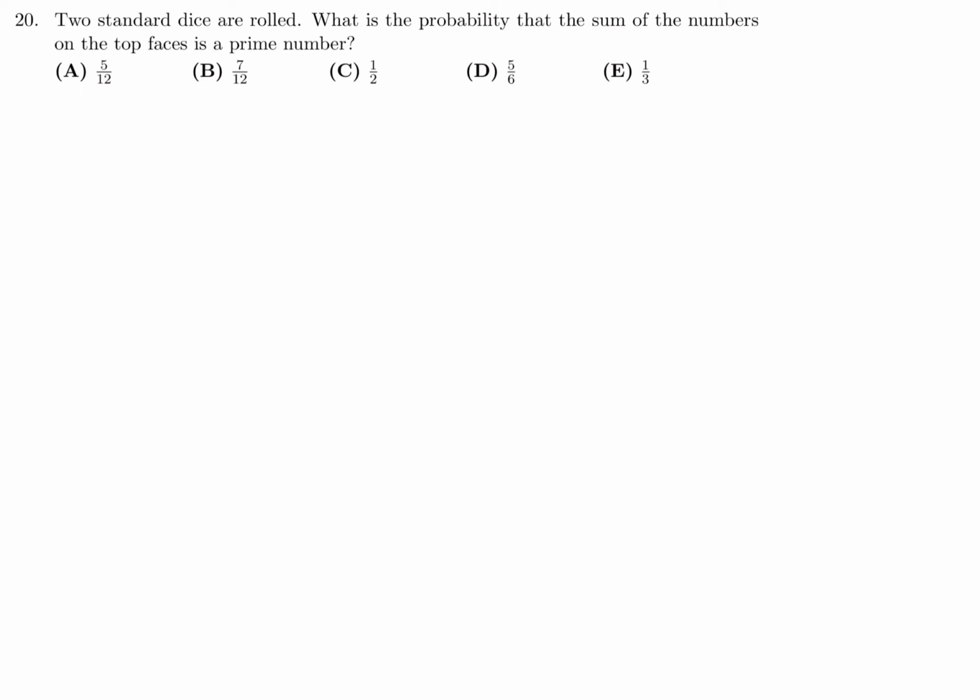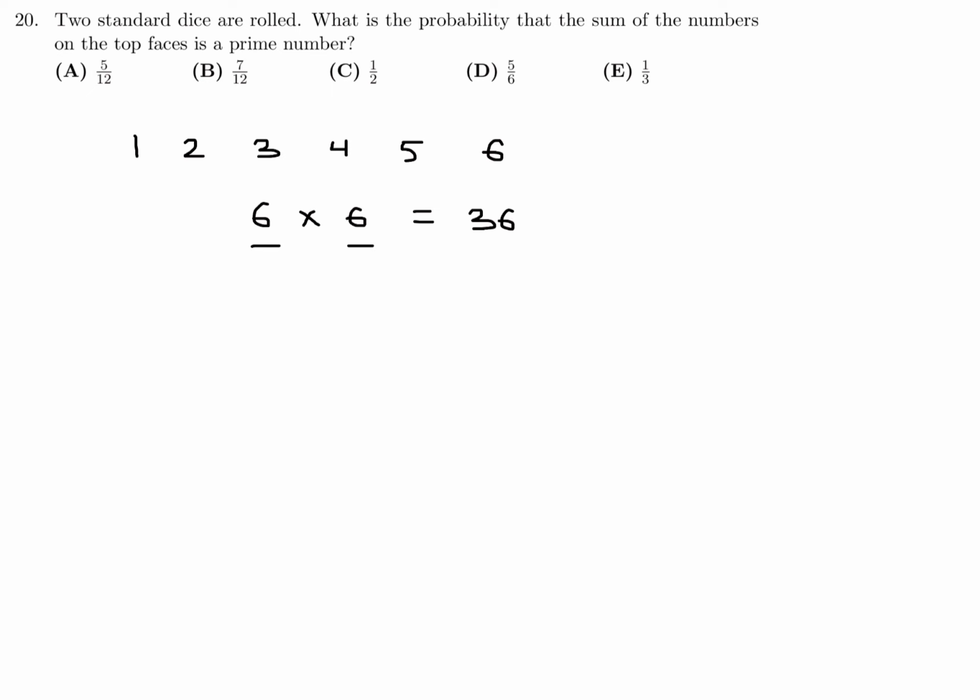Two standard dice are rolled. What is the probability that the sum of the numbers on the top faces is a prime number? You're only rolling 2 dice, so each die, since it has only 6 possible choices, 1, 2, 3, 4, 5, 6, as what number could appear. There's 6 times 6 possible outcomes. 6 for the first die, 6 for the second die.